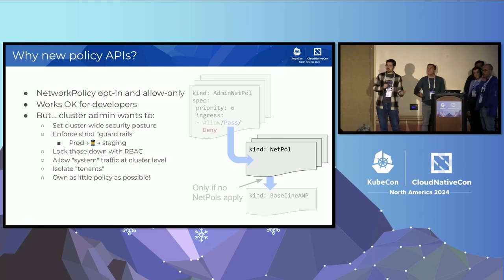You want to lock all that down with RBAC, so only you can update those policies and set the posture that you want in your cluster. And you might want to prevent footguns by allowing system traffic, you know, allow DNS to kube-dns, that kind of thing. You might also want to break your cluster into multiple isolated tenants where they can't talk to each other no matter what.